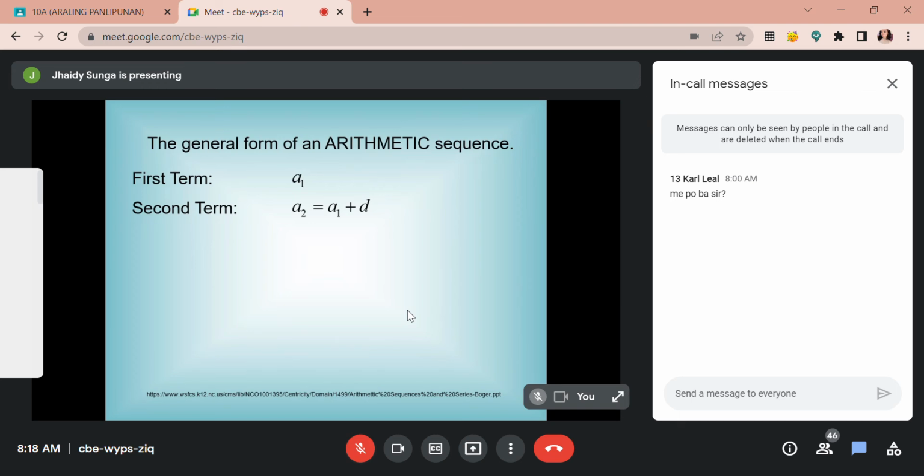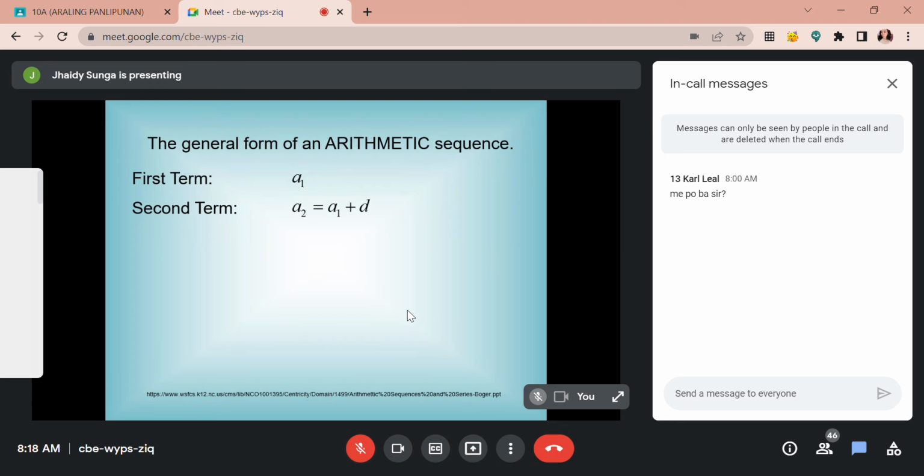For example, writing out the sequence. Like in the previous lessons, we tend to find the n-th term or the value of the n-th term. But in some cases, you are asked to write the sequence of the given. So with this difference, you will be writing the sequence. To find the second term, a sub 2 is equal to a sub 1 plus d.